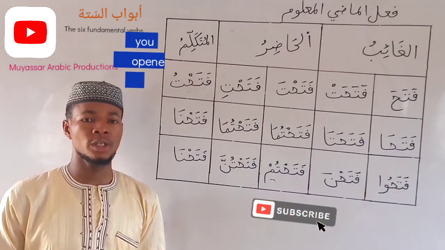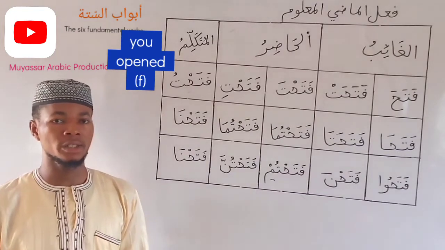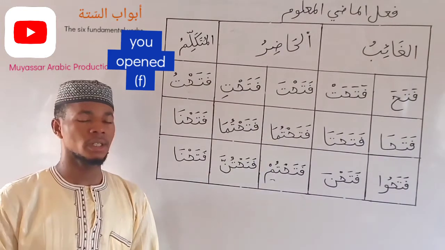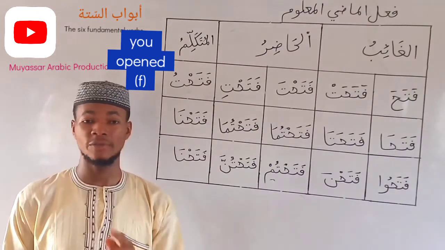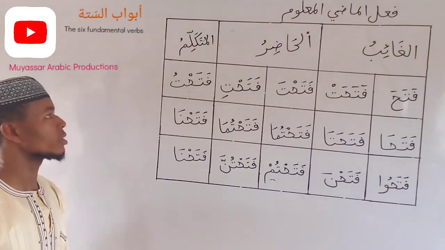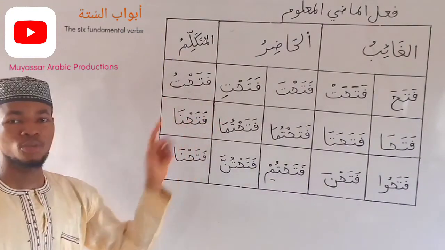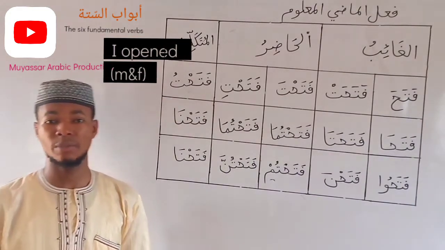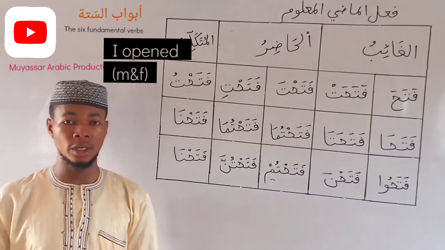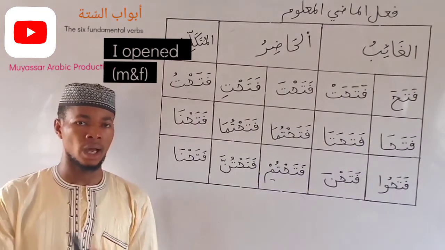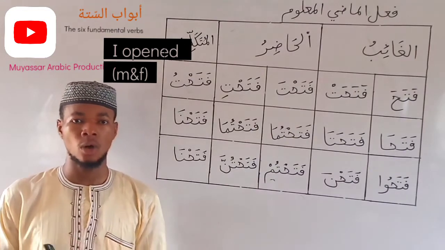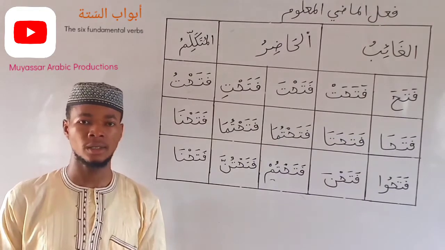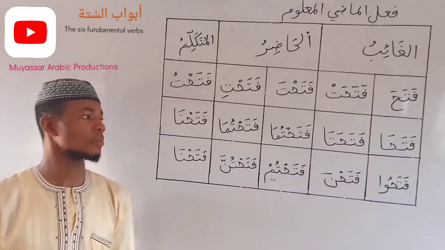Meaning when you want to say you opened in masculine gender, you say fatahta. Then when you want to say you opened in feminine gender, you say fatahti, you opened. Now the next is fatahtu, meaning I opened for both the masculine gender and also the feminine gender. Meaning a male can use the verb fatahtu, I opened, to refer to himself, while the female can also use the verb fatahtu to refer to herself, meaning I opened.